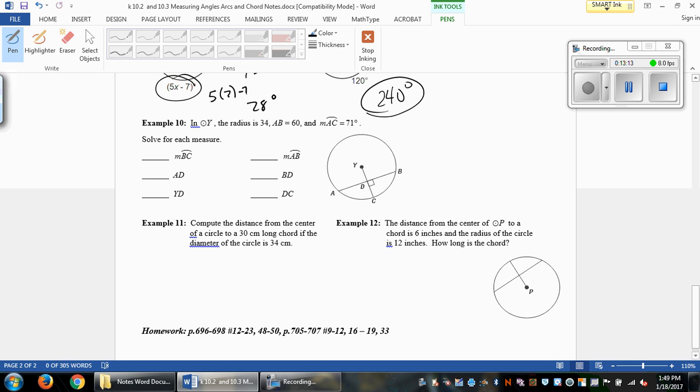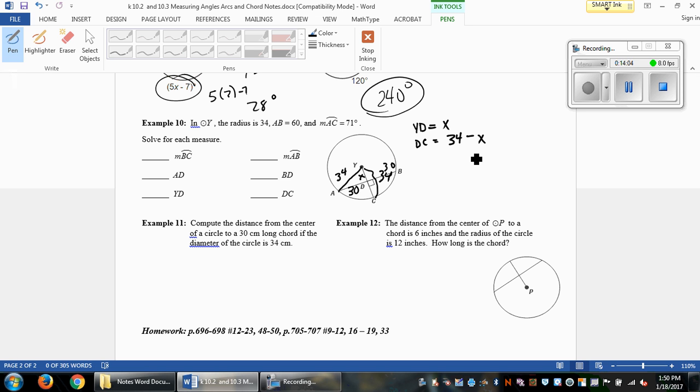Okay, example 10. We have a circle with center Y. The radius is 34, so that's going to be this distance from here to here, or the distance from here to here. Those are both the same. So YC, or that, is 34. Then we know that AB is 60, and it's bisected because of the perpendicular line, so each one of these is 30. But we don't know what YD is. We're going to say YD is equal to x right now. And DC we don't know as well, so we're going to say that that's equal to our radius, which is 34, minus YD, which is x. And we'll go about solving all of that shortly.